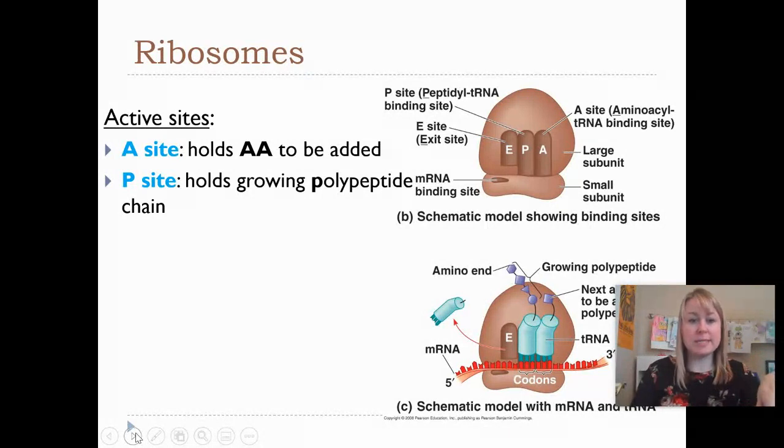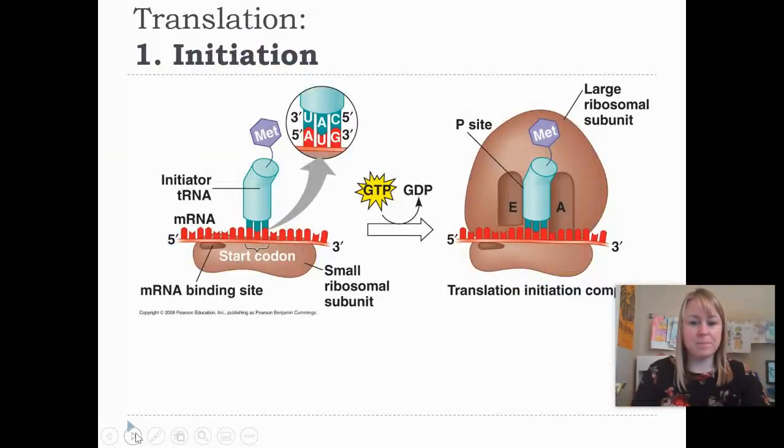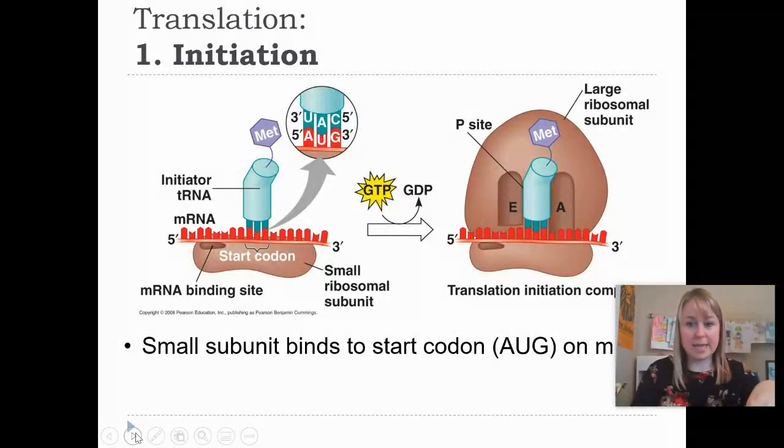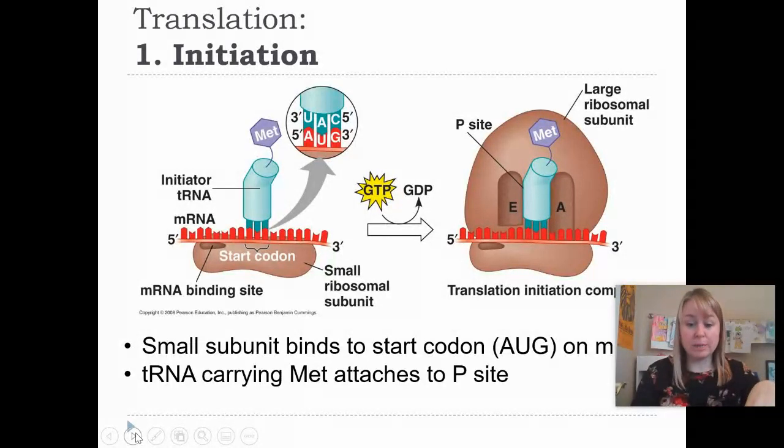Here in the lecture, it says P stands for polypeptide, because that is where the polypeptide chain is formed, or where the peptide bonds are made. And then you have the exit site, E for exit. So initiation involves mRNA binding to the smaller subunit. The large subunit gets called over and attaches itself, and then we can begin elongation.